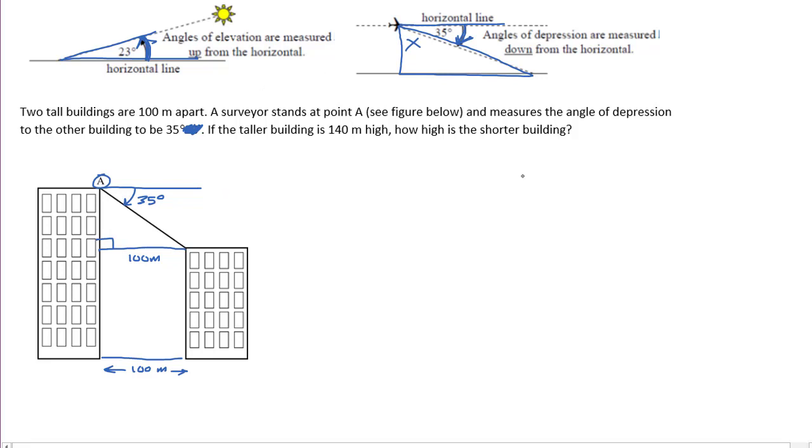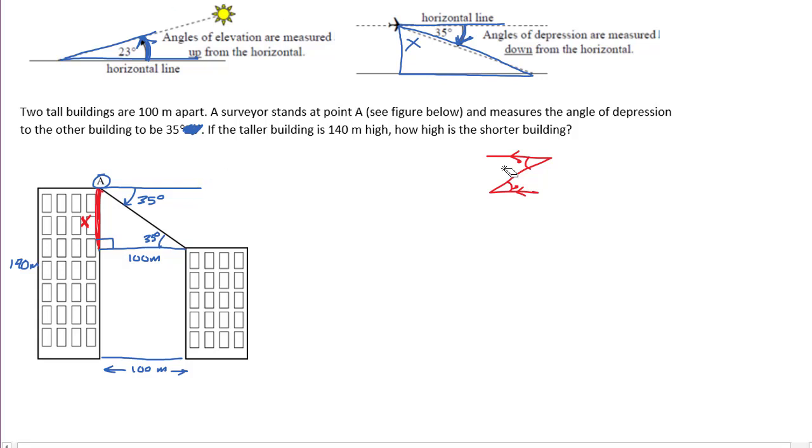Now, remember our Z pattern we just talked about a little while ago? That Z pattern says if these are parallel lines, then these two angles are the same. So if this is 35 here, I can also say that this corner here is 35. So now we have our right angle triangle. We have one side, we have the angle. Let's see what else they're giving us here. The taller building is 140 meters. How high is the shorter building? So why don't we solve for this, which I'm going to label with an X, and then we can just subtract that from the height of the taller building to find the height of the smaller building. So we're looking for that right there.